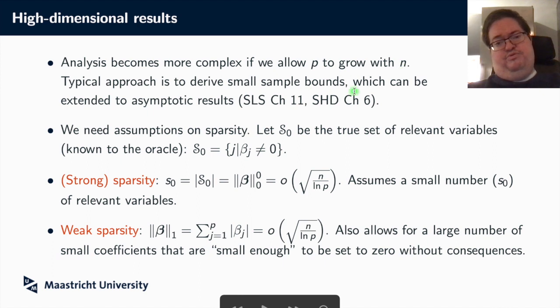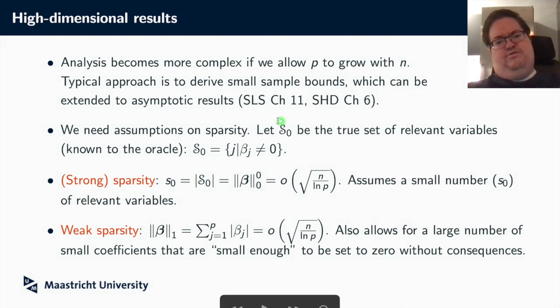So typically what people do is they derive small sample bounds. So they basically derive bounds, for instance, on beta hat minus beta, that hold actually in finite samples. And then we can extend that to asymptotic results. We're not going into that in this course. If you're interested in that, I recommend these chapters from the books that you can find on Canvas. Let me go to the parts that matter for us. What do we need to know if we want to apply things?